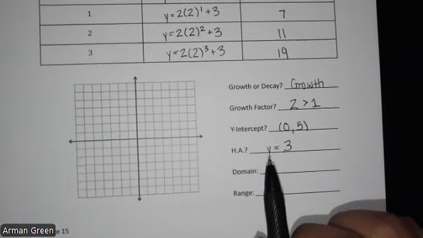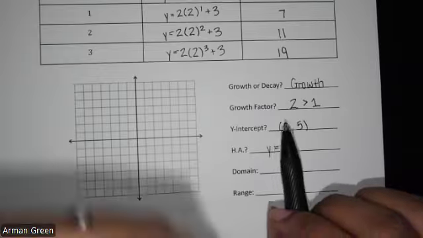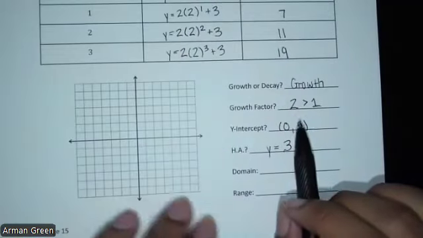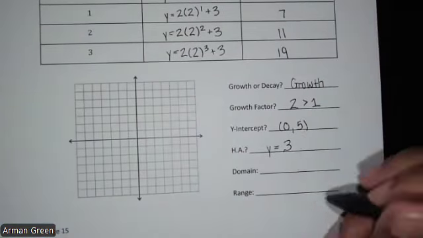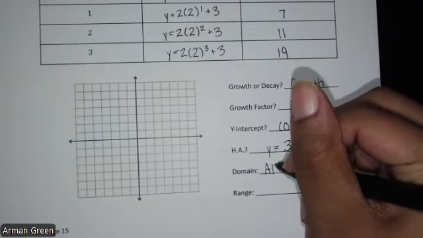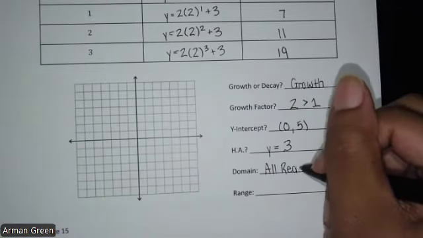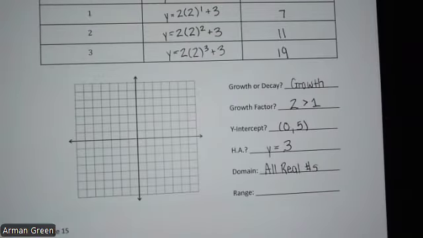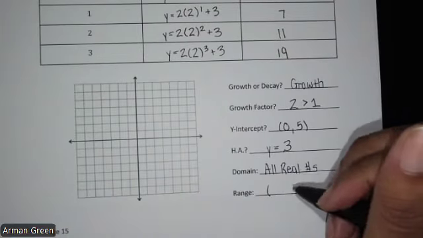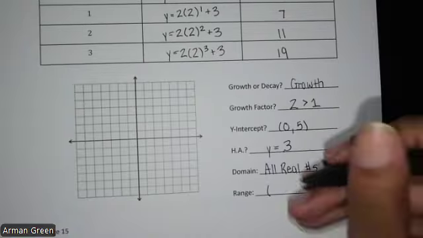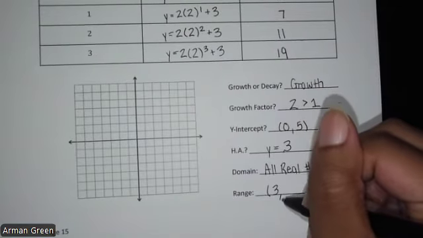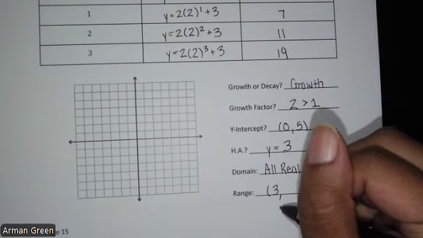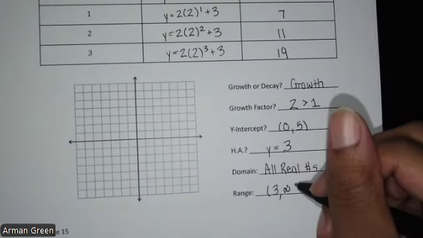For your domain, we talked about this in our last lesson. We said that for any exponential function you deal with, the domain is always going to be all real numbers. So this is never going to change. The only thing that will change, on the other hand, is what your range is. Your range starts with whatever your horizontal asymptote is, which in this case is 3, and we're just going to take that all the way to infinity.